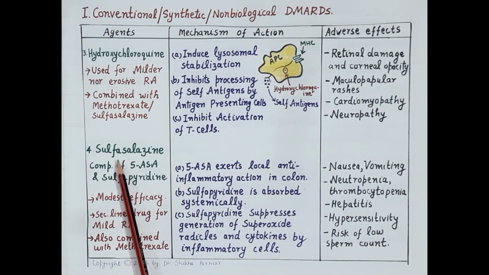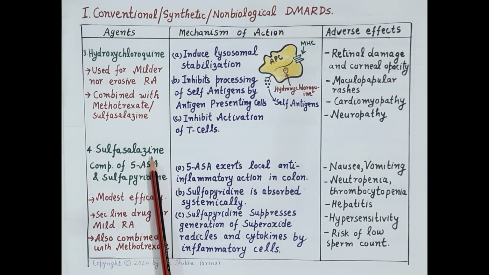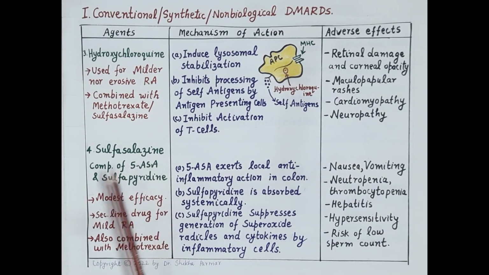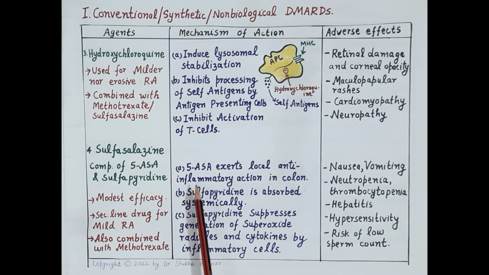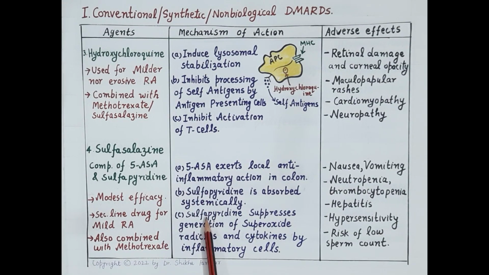Next non-biological DMARD is sulfasalazine. Now, sulfasalazine is a compound of 5-aminosalicylic acid and sulfapyridine. It has modest efficacy and it is used as a second-line drug for mild rheumatoid arthritis. It is also combined with methotrexate. Now, colonic bacteria in the colon split sulfasalazine into 5-aminosalicylic acid and sulfapyridine.